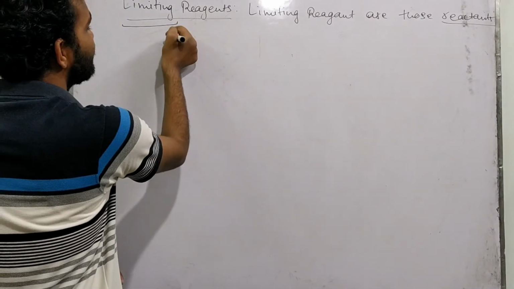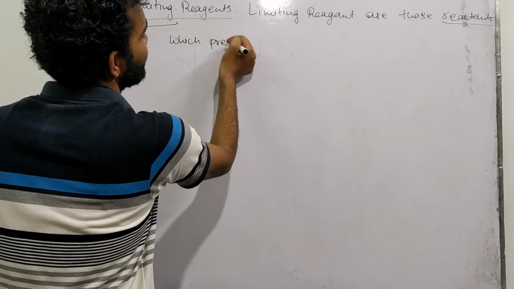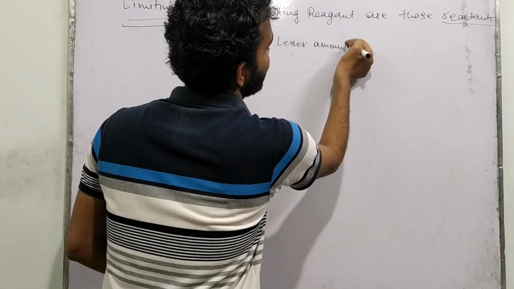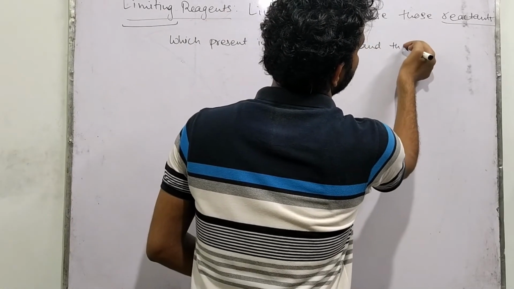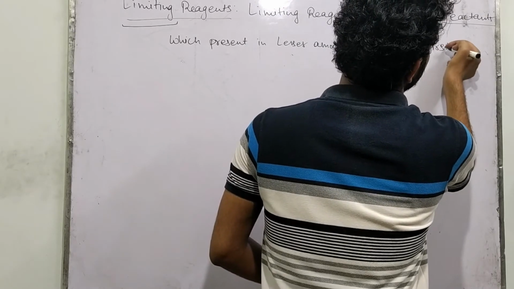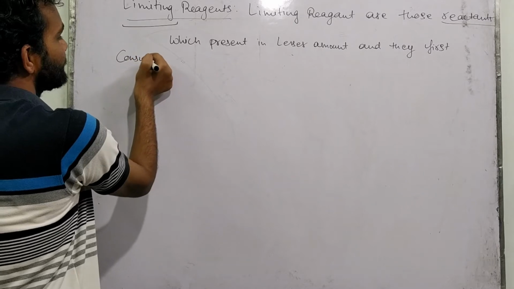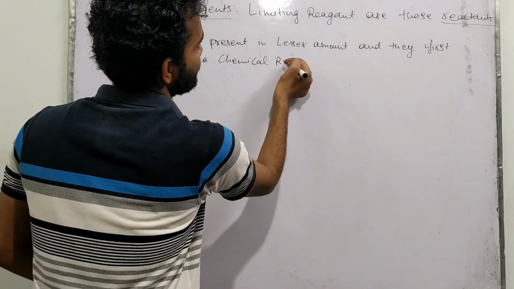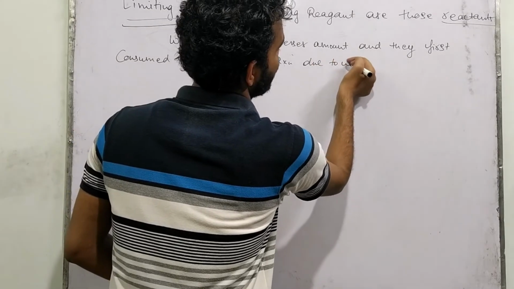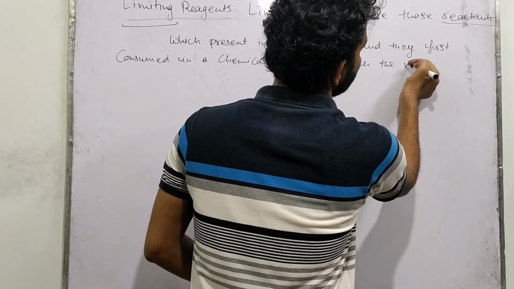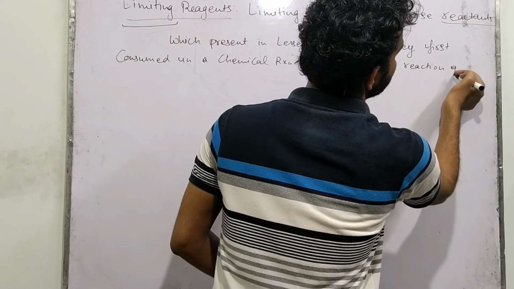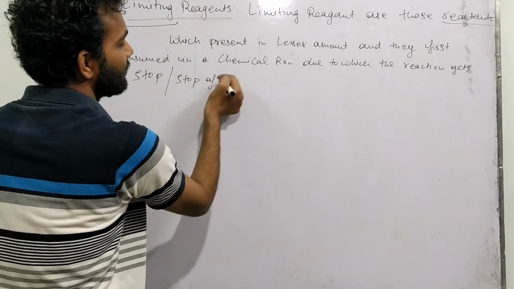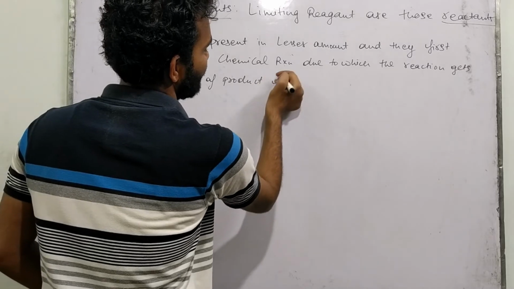So limiting reagents are those reactants which are present, first of all, in lesser amount, and they are consumed first in a chemical reaction, due to which the reaction gets stopped. Okay, stop of product formation.